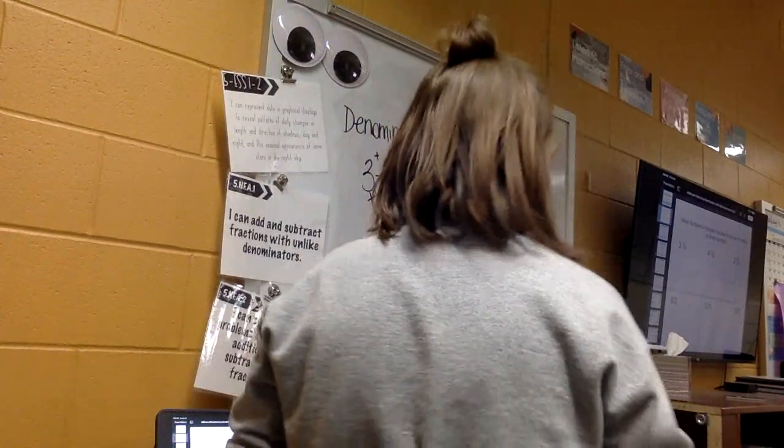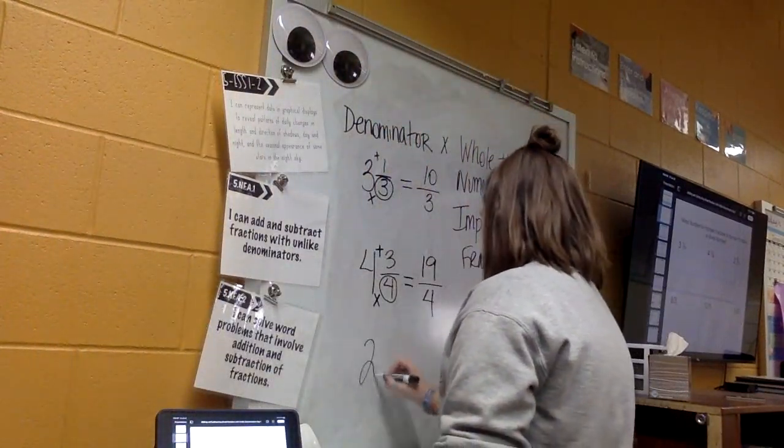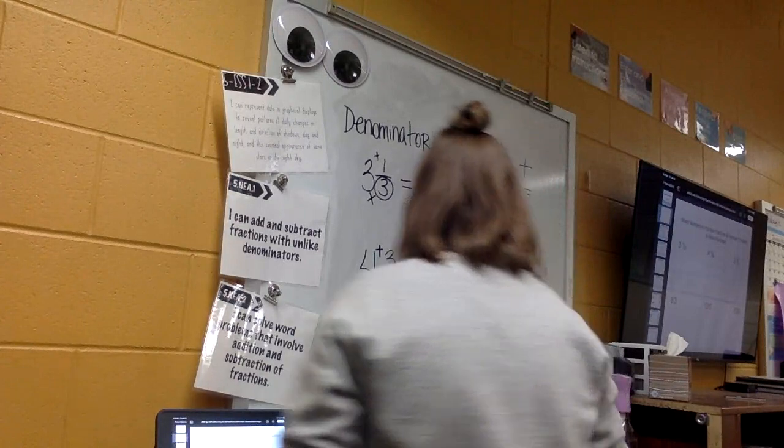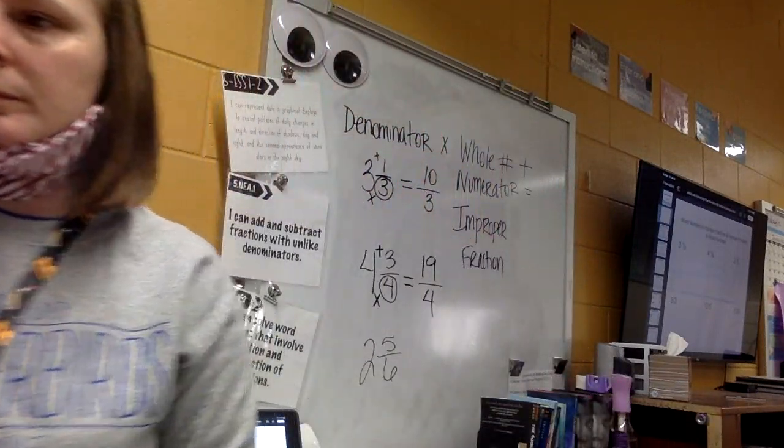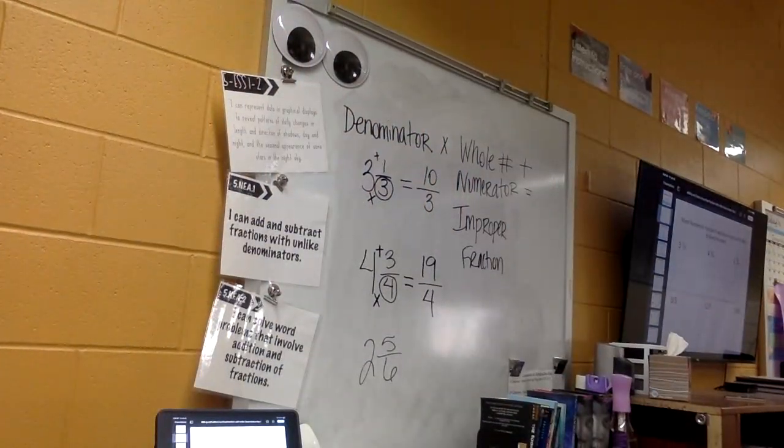Last one, 2 5/6. Do that on your paper. 2 5/6. Mixed number to improper fraction. Almost go.